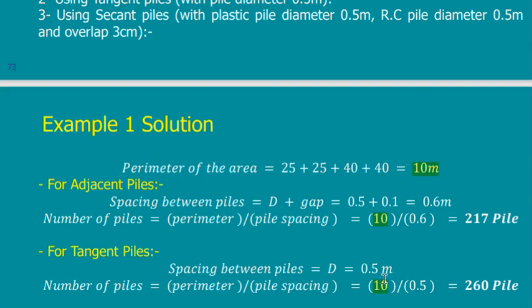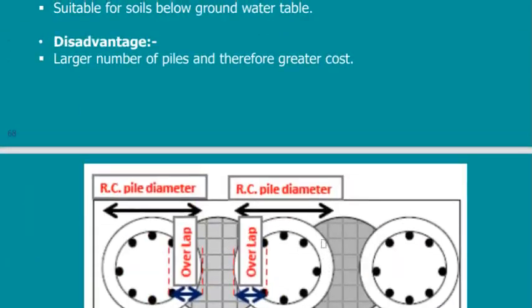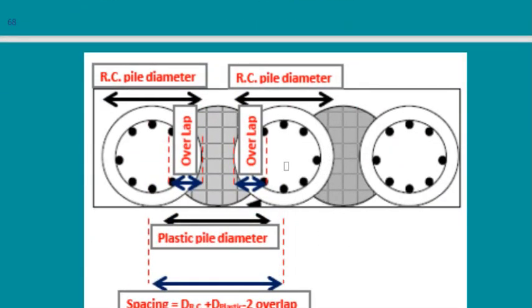And you see what is the space, the length of each unit. If I am using this type, then one unit is the center line of the pile to the center line of the plastic pile. What is this distance? I divide the perimeter by this distance, so it will give me a number. This number will be the number of plastic piles and RC piles, and so on.